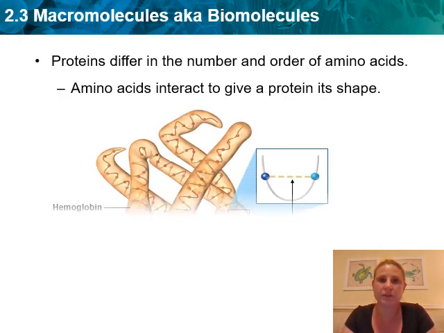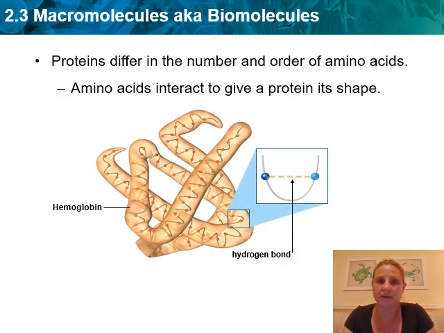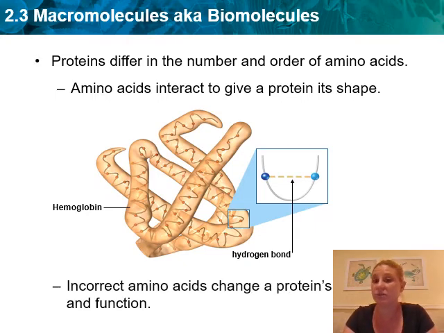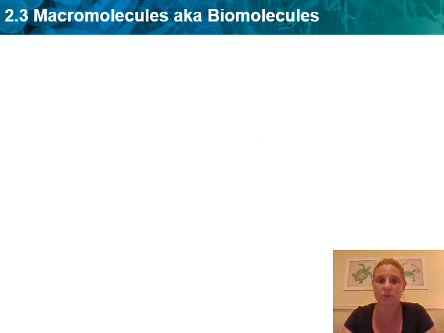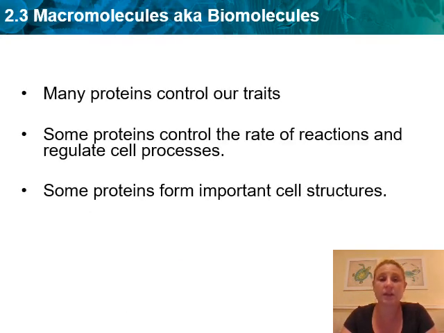And proteins differ in the number and the order of their amino acids, and amino acids actually interact to give protein its shape. Now, proteins do a ton of different things in our body, so proteins are probably the most important macromolecule in our body. And incorrect amino acids can actually change a protein's structure and its function, the job that it's supposed to do. Now, some of the things that they do are control traits, like you actually have a protein in your hair that codes for your hair to be either curly or straight. Okay, and you can denature or change the shape of that protein by getting a perm or relaxing your hair.